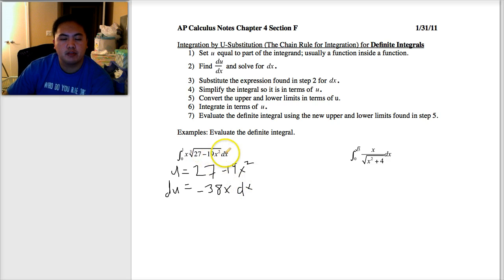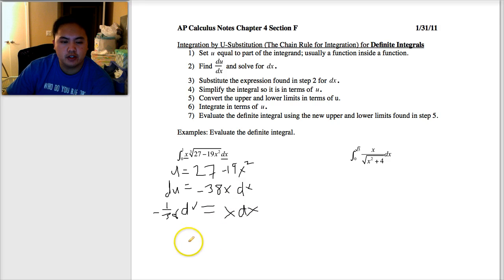Now, if you remember from yesterday, this whole thing underneath the radical becomes a u. But I'm still stuck with an x and a dx once I do that u substitution. To get rid of this x dx, in my second equation I need to get x dx by itself. Would you know how to get x dx by itself? Yeah, I'm going to divide both sides by negative 38. So x dx is actually negative 1/38 du.